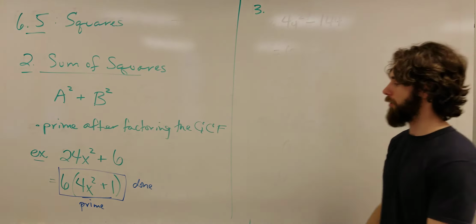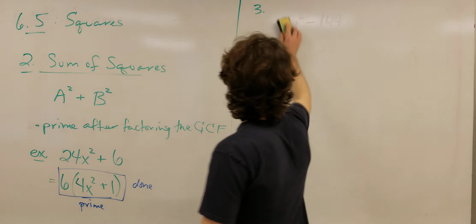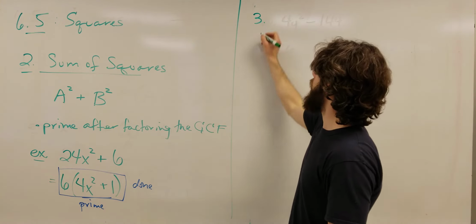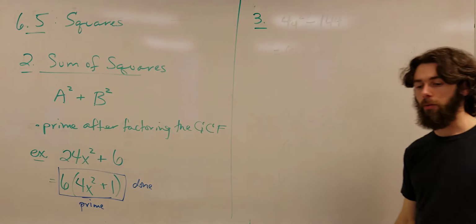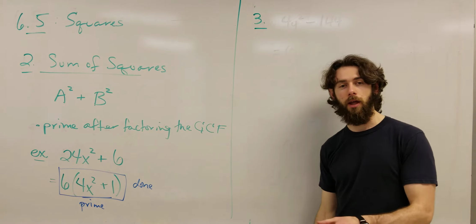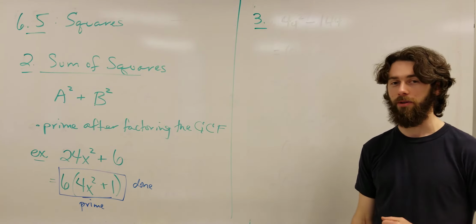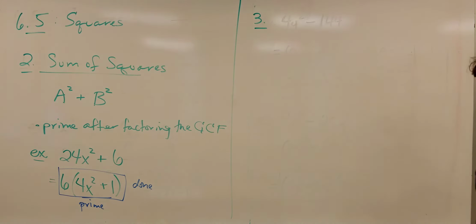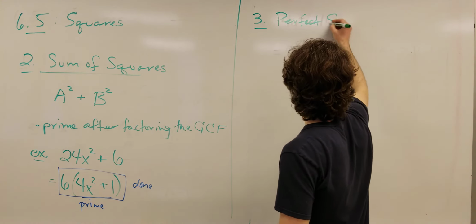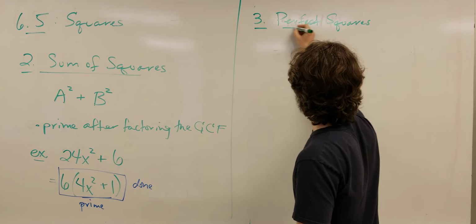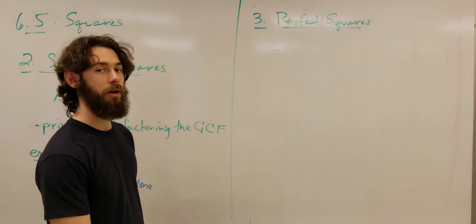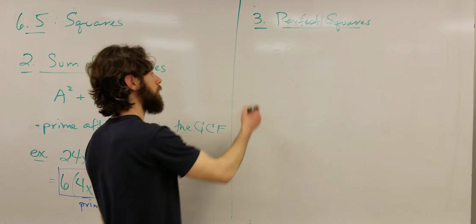Our third factorization. So these are the perfect square factorizations. We get 2 of those. And these are exactly like the perfect square multiplication formulas from chapter 5, but we're just turning them around. So, perfect squares. Okay. So one form that's a perfect square that we'll see is if we have a squared plus 2ab plus b squared.